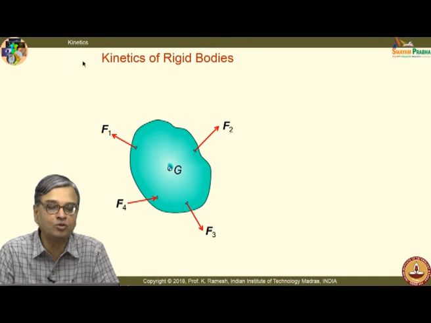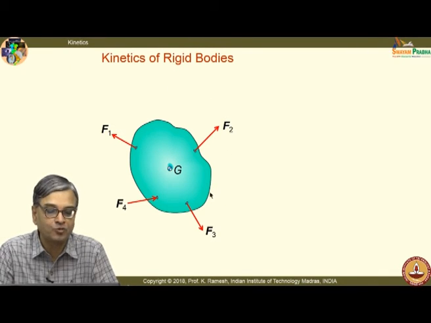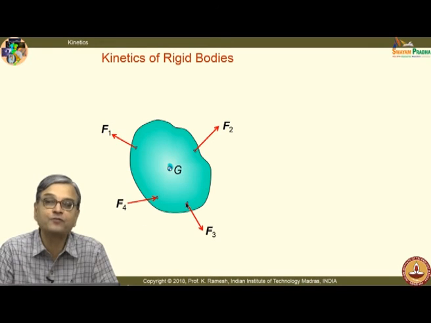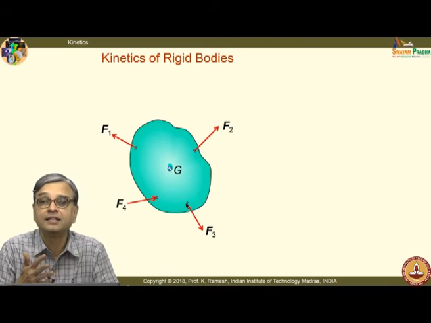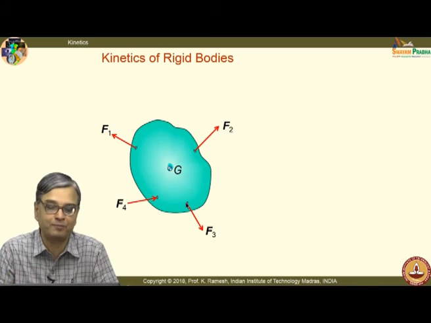Now, let us move on to kinetics of rigid bodies. So, imagine that I have a rigid body like this acted upon by an arbitrary system of forces. Under the action of these forces, we have already seen that the body will have a translation as well as a rotation, and we call that a general plane motion. If the body has translation as well as rotation put together, we call that general plane motion.